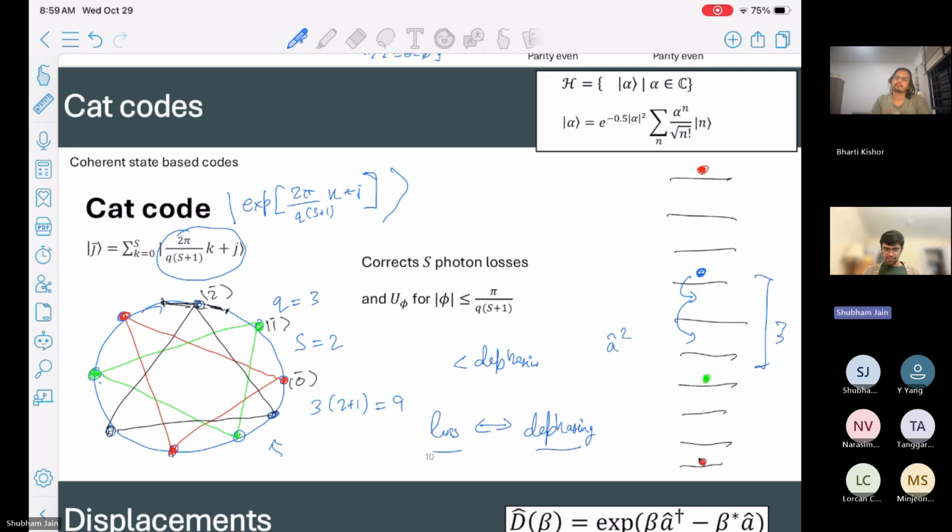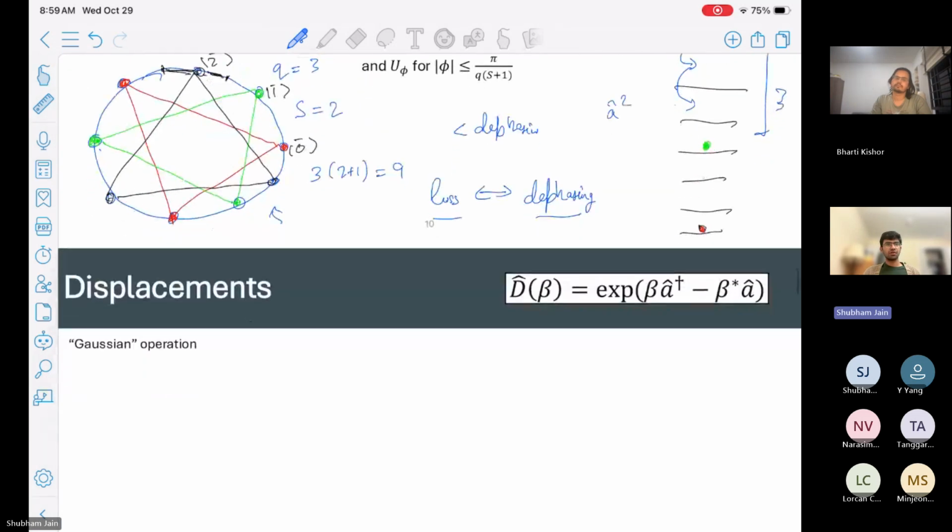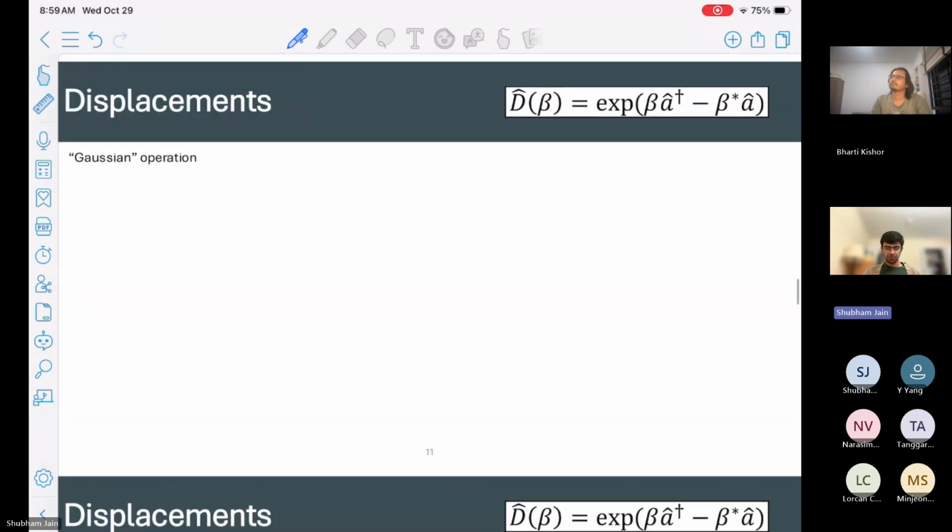Okay, so maybe we can move on to the second part of this tutorial now, which is GKP codes and displacement error channels. Before going to the displacement error channel, maybe I can mention what displacements are. This is going to be a little bit abstract for a few minutes, but bear with it.